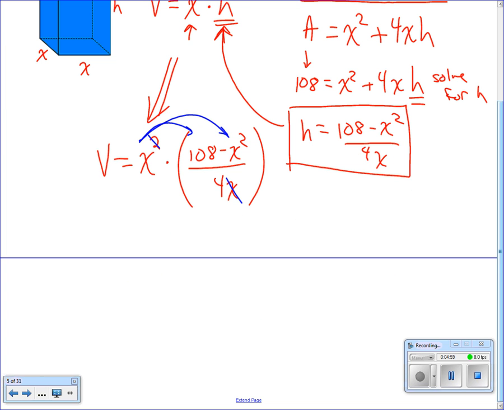So the volume will be 108x minus x cubed all over 4. And this is our volume equation. This is what we're going to use to find the maximum. So I'm going to go to another page, and we will continue this problem.